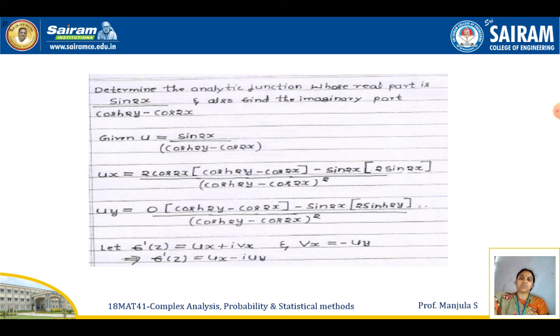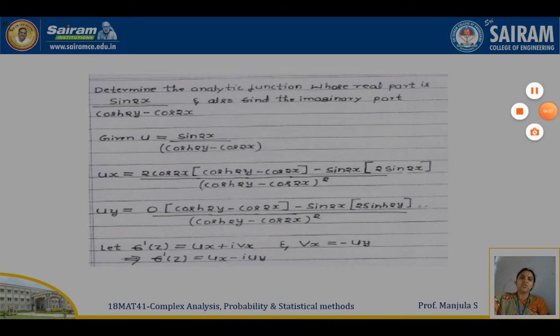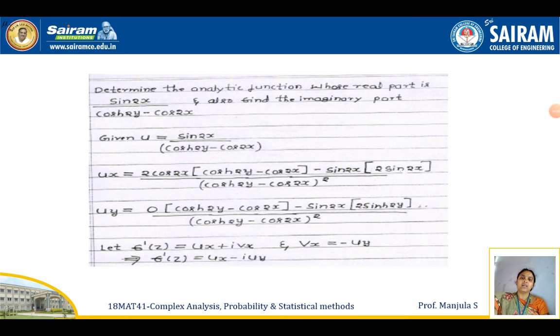Now we'll see the next problem. Determine the analytic function whose real part is sine 2x divided by cos hyperbolic of 2y minus cos 2x, and also find the imaginary part. In this question they asked us to find f of z, and the given data is the u value. They also asked us to find the v value. First, write the given u: sin 2x divided by cos hyperbolic of 2y minus cos 2x.